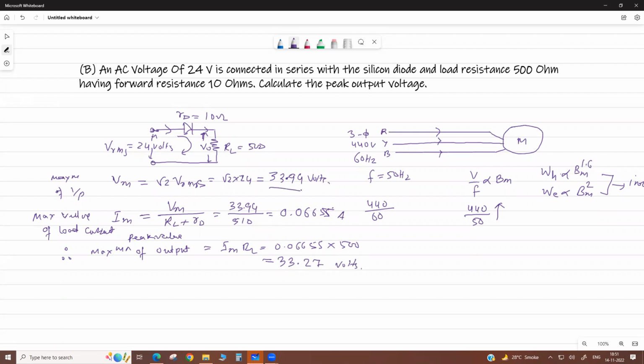Now why is it different here? This is the input voltage maximum value, this is the output. Because of the drop in the diode here. If we take an ideal diode, if this resistance is 0, in that case the input voltage equals the output voltage. Correct.